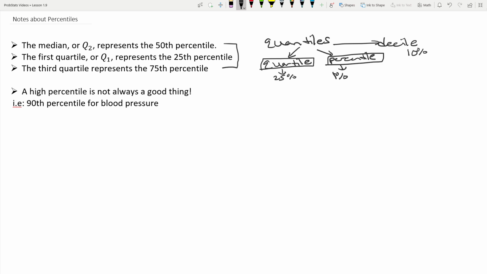But when you're talking about, for example, blood pressure, you do not want to score in the 90th percentile, because that means you have very high blood pressure for your age. That means that 90% of people have a blood pressure lower than yours. So that may not be a good thing. You may need medicine for that. So a high percentile is not always good.